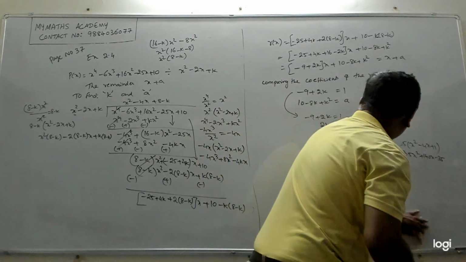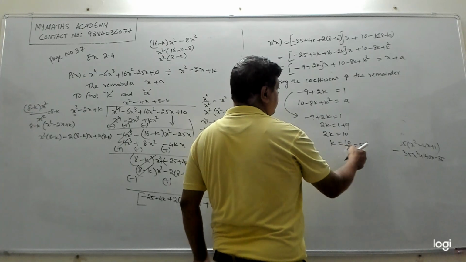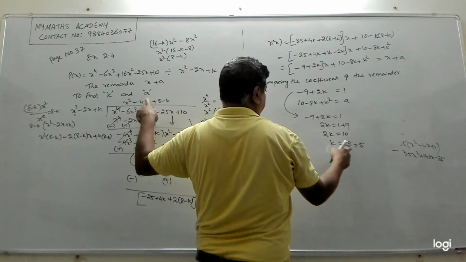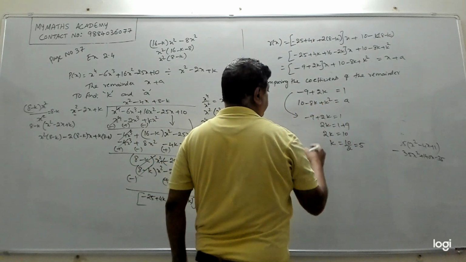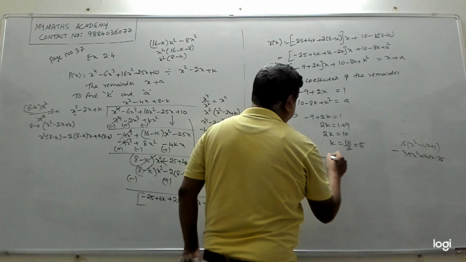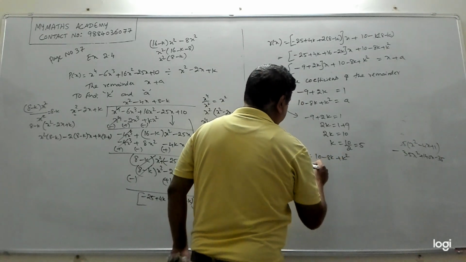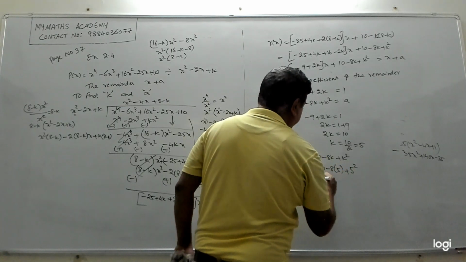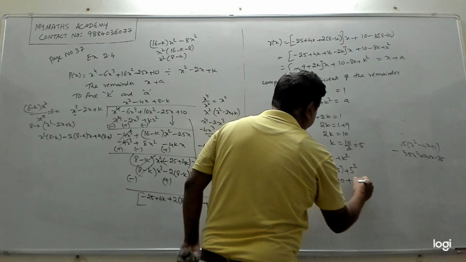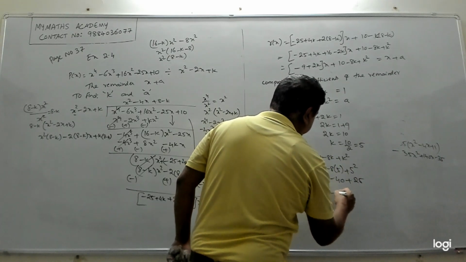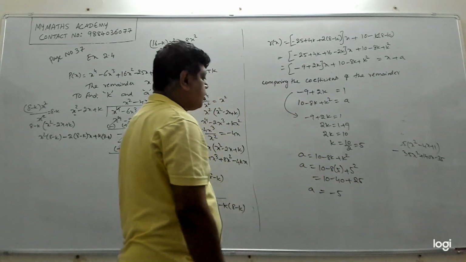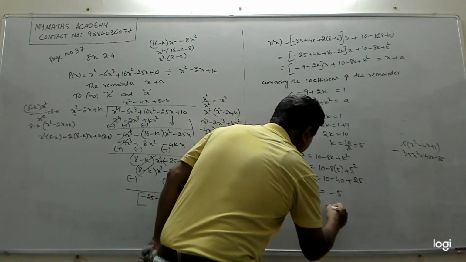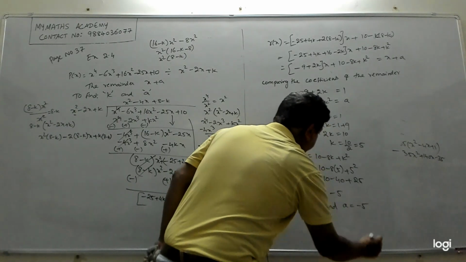K is 5. Now we have found the value of k. Now substitute the value of k here. We need to find k and a. We have found k. Now a, if I substitute here, I can get a. So a is 10 minus 8k plus k square. So a equal to 10 minus 8 into 5 plus 5 square. So you get 10 minus 40 plus 25. That gives me minus 5. Therefore, the final answer is k is equal to 5 and a is equal to minus 5.